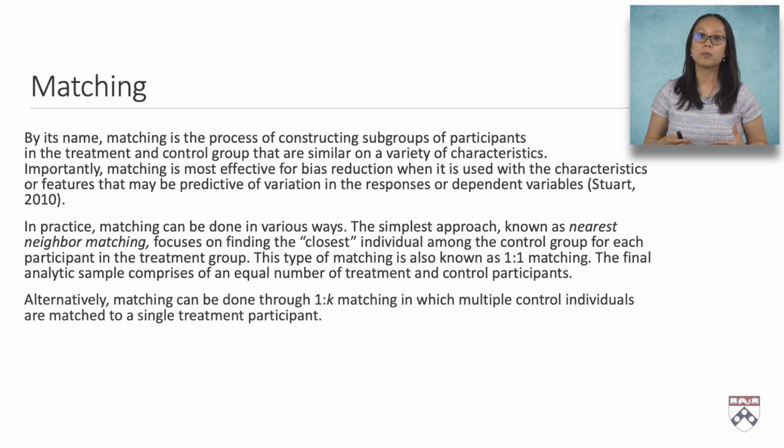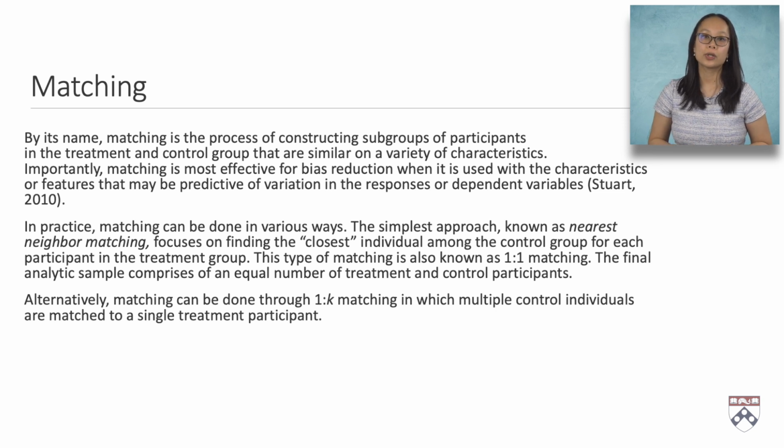Alternatively, because one-to-one matching can be challenging in terms of reducing your sample size, you can also do this type of matching through 1-to-k matching, in which multiple control individuals, so k of them, are matched to a single treatment participant. But keep in mind that there are trade-offs in both cases. In one-to-one matching, we are essentially prioritizing bias reduction by trying to develop the closest matches possible by matching one person to another person. But the trade-off is that we do lose a portion of the sample size, in which anyone that is not matched is usually omitted from the analysis.